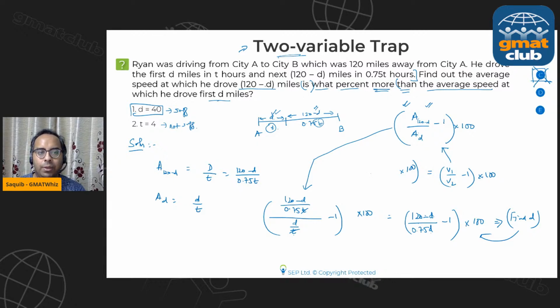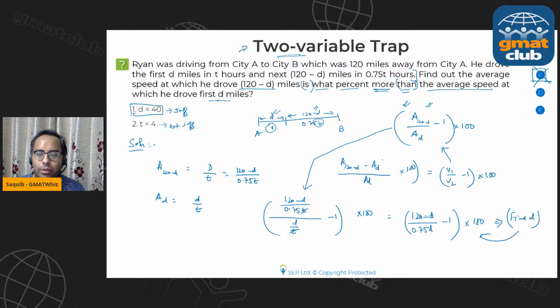So basically, if you ask me how to translate it, it is translated in this way: the average speed of 120 is what percent more. That means 120 minus D is more. So I would be writing it as 120 minus D, divided by the base, because I'm finding it with respect to the average speed of D.